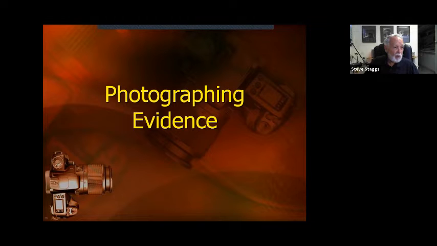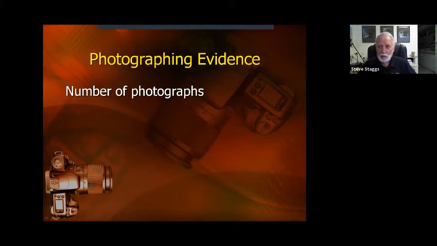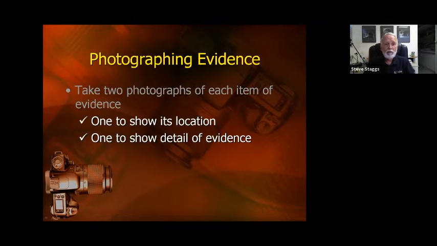Let's look at how we do that in a way that we don't get messed up in court and that we get the best result possible. So there are basic principles. The first is the number of photographs that we take of evidence at a crime scene. We take at least 2 photographs of each item of evidence. We take 1 photograph to show where our evidence is located. That could be our mid-range shot. And then the second photograph would be the photograph to show the detail of the evidence.